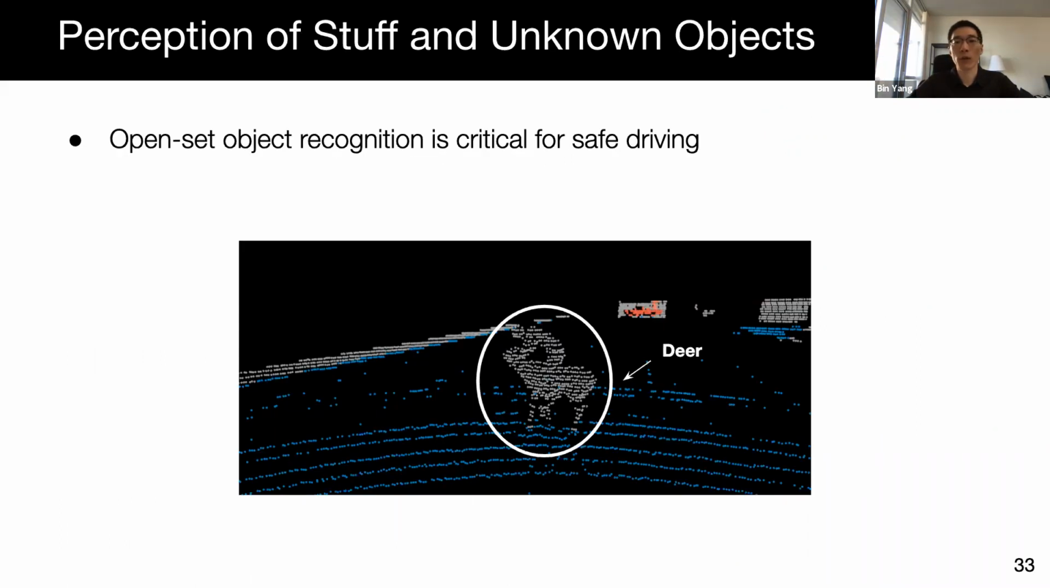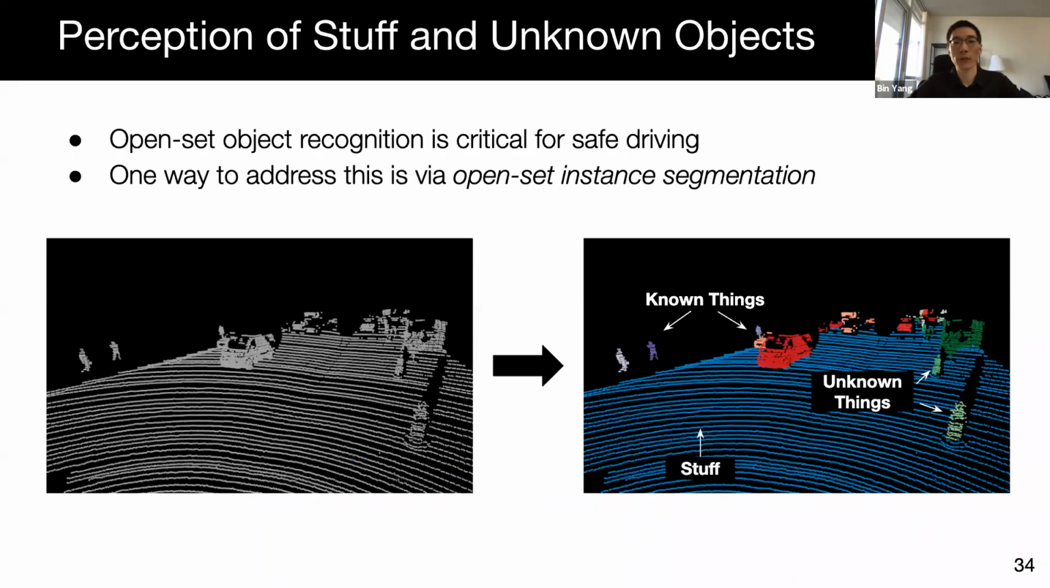So far, we have seen algorithms that focus on a few predefined categories of interest. However, the ability to recognize unknown objects is also critical for safe driving. One way to address this challenge is to explain every point in the LiDAR point cloud. In particular, our goal is to segment everything in the scene and classify it as either one of the known classes or as unknown. Additionally, we also want to recognize stuff, such as the road.